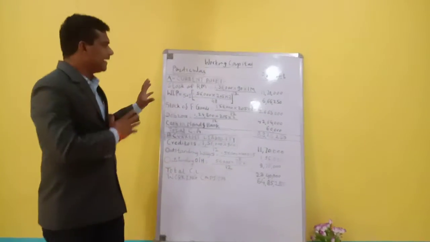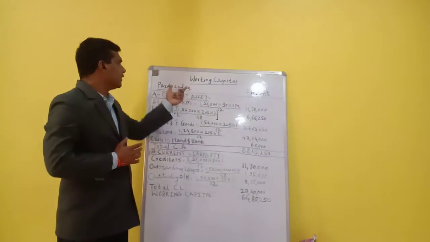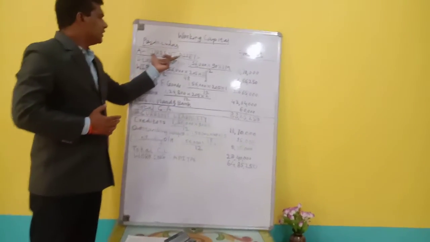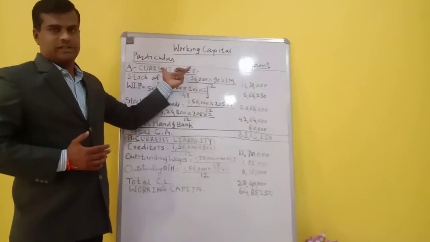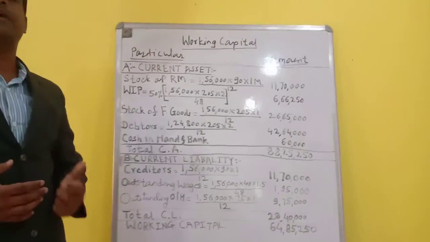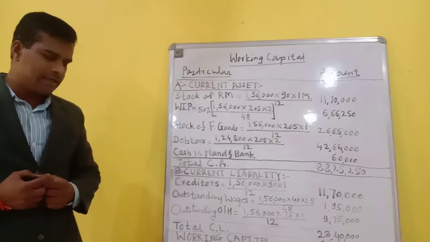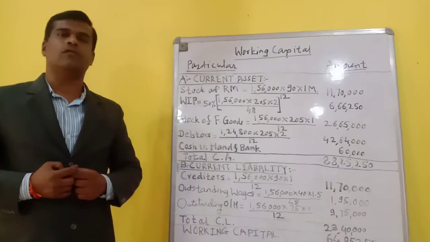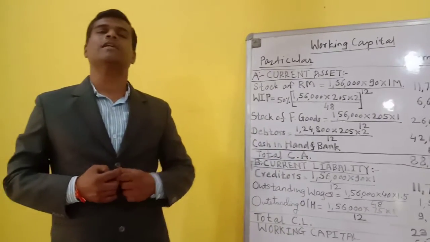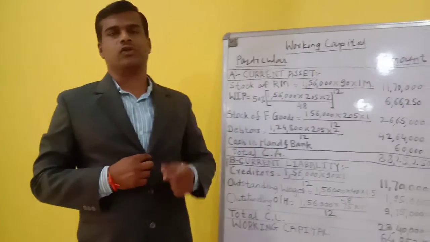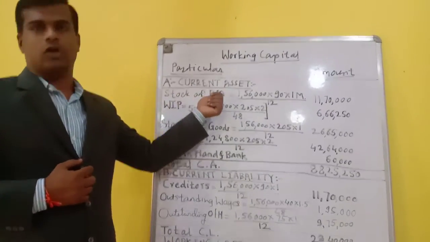So this is the skeleton of working capital statement. You already know particulars and amount. So in particulars, firstly you are going to find out the current assets. Based on the information given, we are going to find out the current asset elements. So the first information was raw materials are in stock on an average for 1 month. So it is nothing but a stock of raw material, and stock of raw material is nothing but a current asset. So the first entry is of stock of raw material.